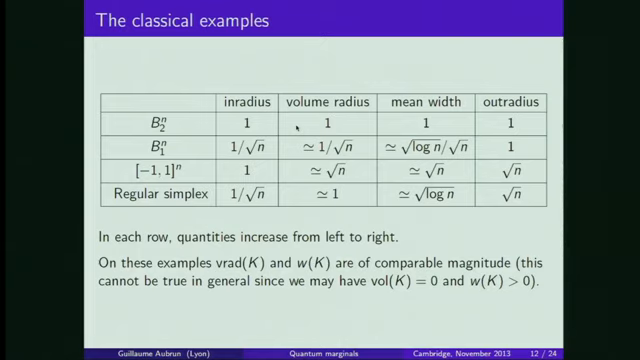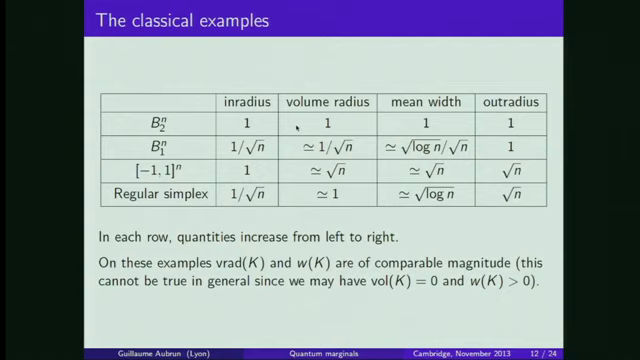The third line is the cube, which is dual to the L1 ball. In that case, the out radius is of order square root of n, and you see that both the volume radius and the mean width have the same order. And the last example is the regular simplex, which somehow mixes the behavior of both the cube and the L1 ball.